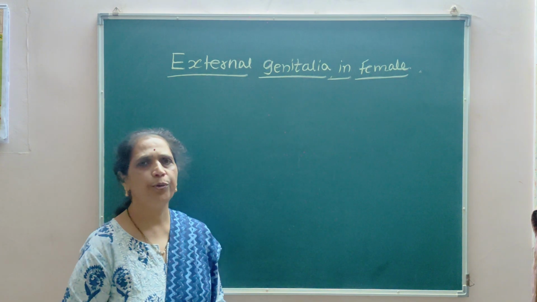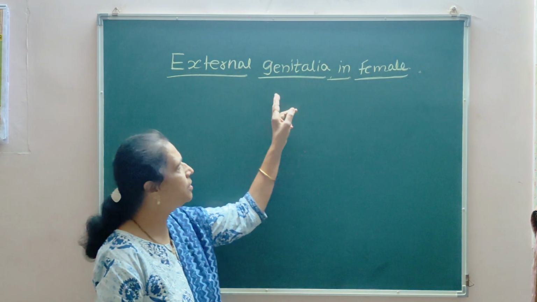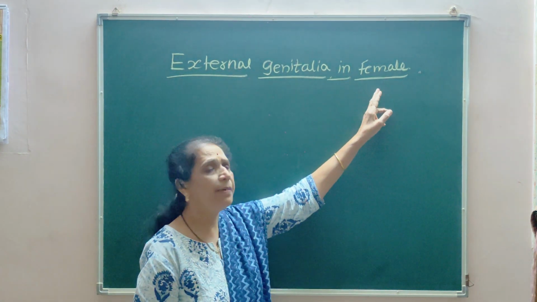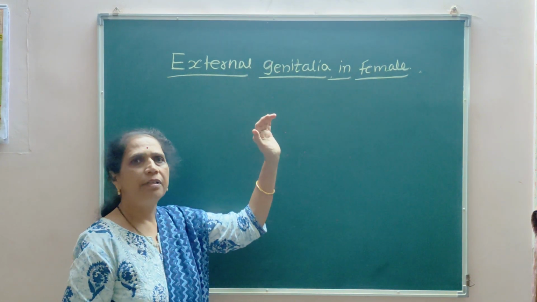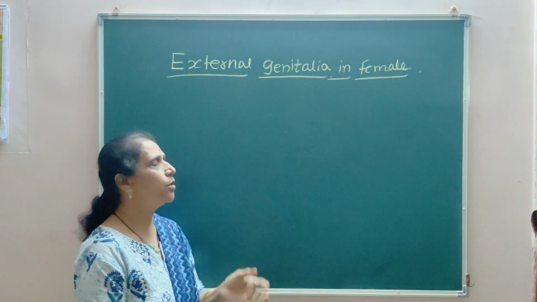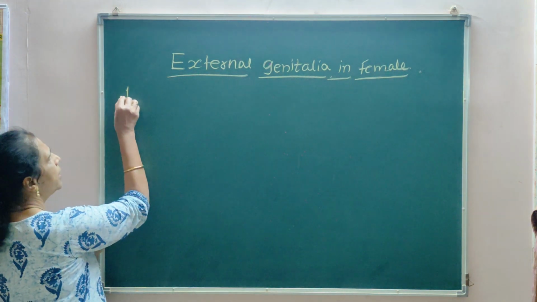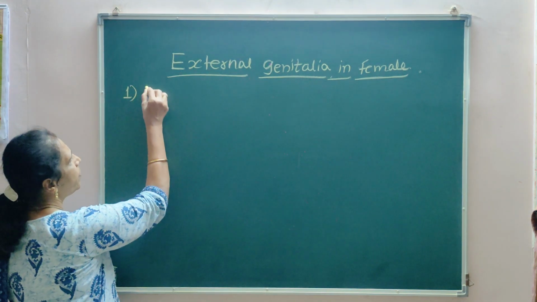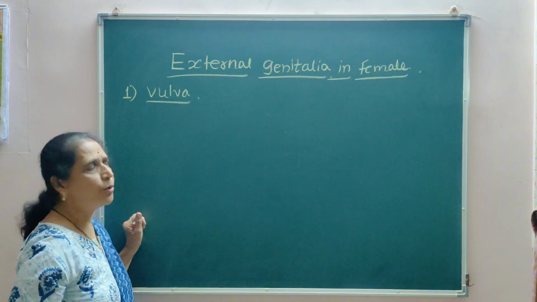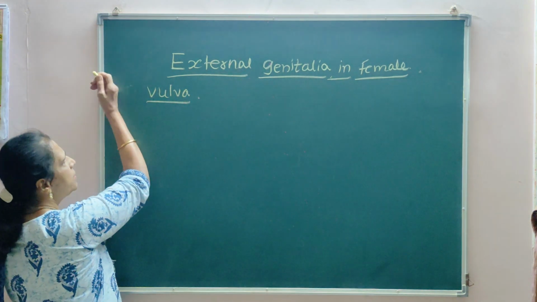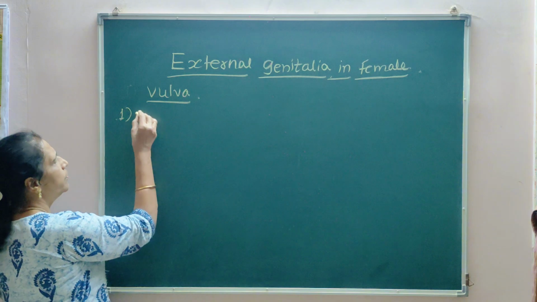Students, in this lecture we are going to discuss the external genitalia in female, that is, the external genital organs which are situated externally, that is, outside. So the external organs include the vulva, the major part which covers the vestibule. This vulva contains different parts.